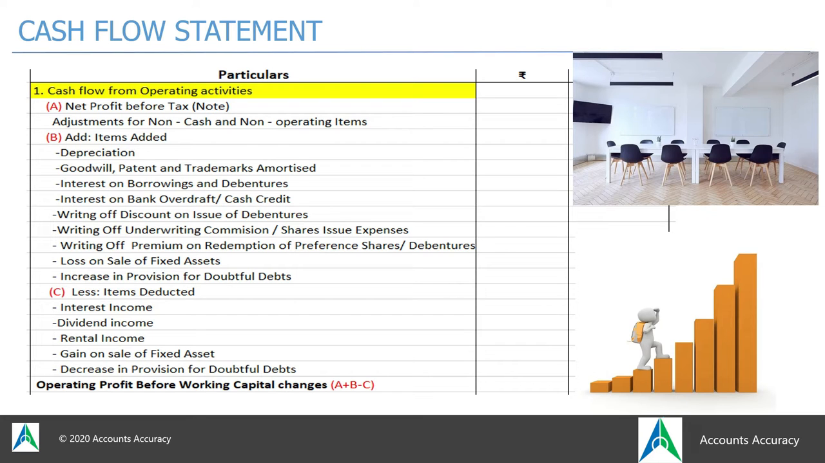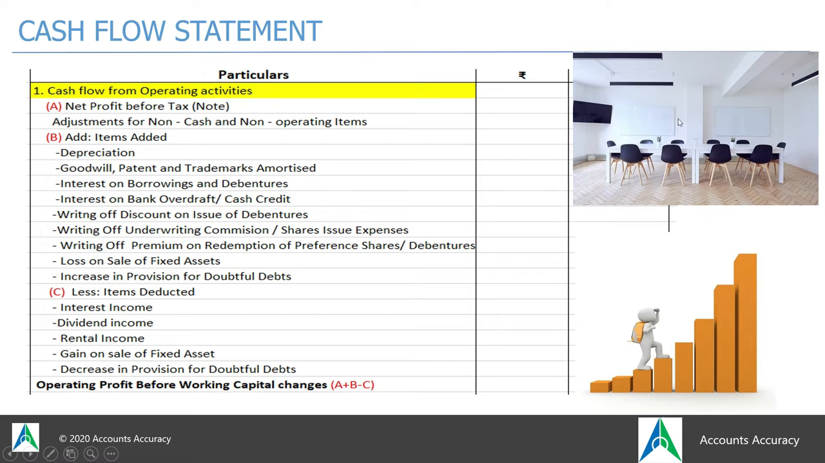Now see here, after calculation of this net profit in the working note, we start with the steps of calculating cash flow statement from operating activities. And for that, few adjustments are needed to be done, that is for non-cash items and for non-operating items. So what we do basically, we add all the items which are non-cash items, just like depreciation.